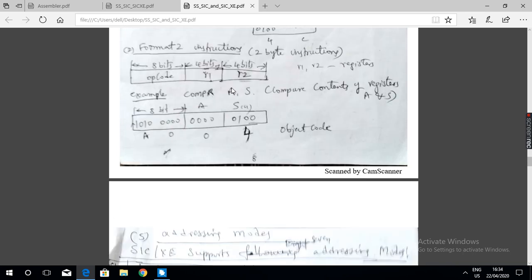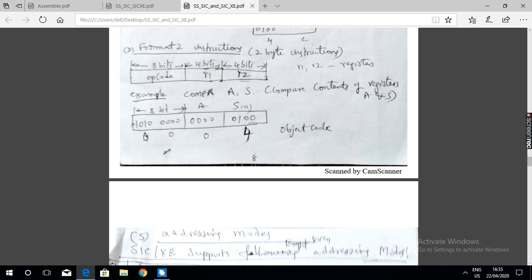Format 2 instructions are also called 2-byte instructions. Observe here, 8 bits are reserved for the opcode, and the next two 4-bit fields are reserved for 2 registers. An example is COMPR, compare registers, COMPR A, S. For the compare instruction, the equivalent hexadecimal code is A0.